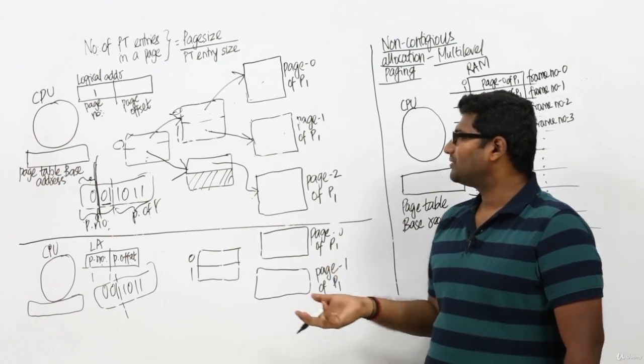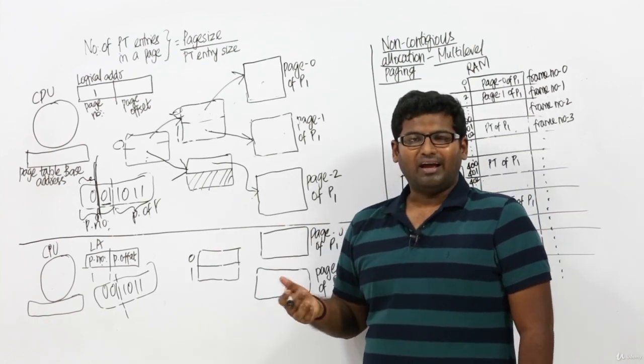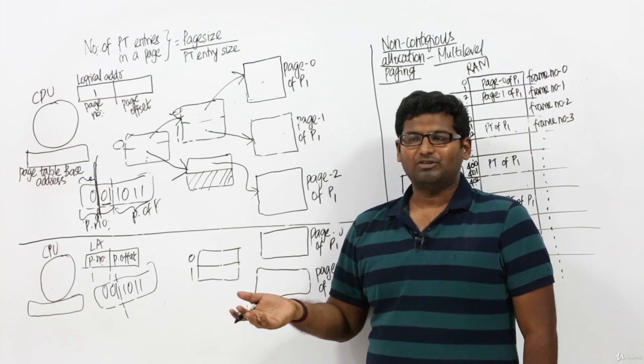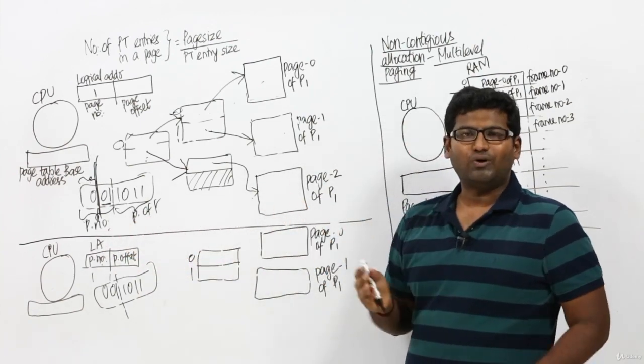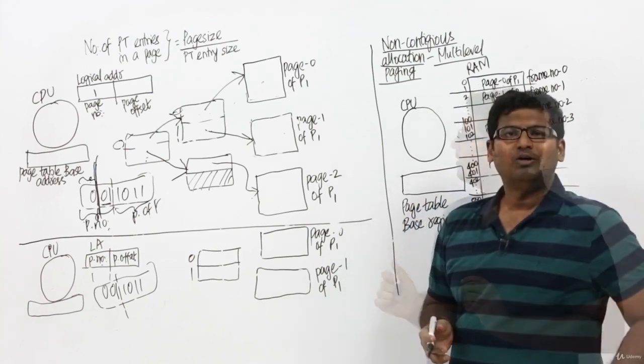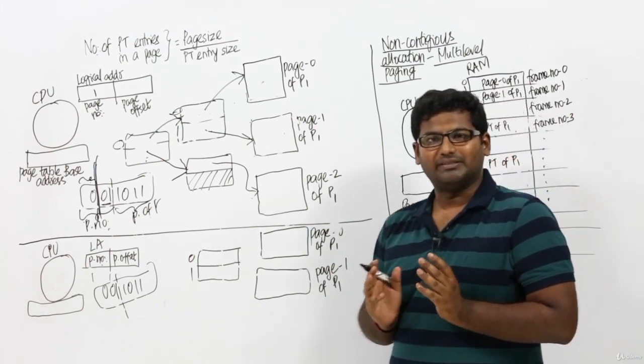Once the CPU gets the byte, it will execute it and then continue with the next byte, fetching it in a similar manner. This is what is happening overall. So you got a brief idea of multi-level paging, right?